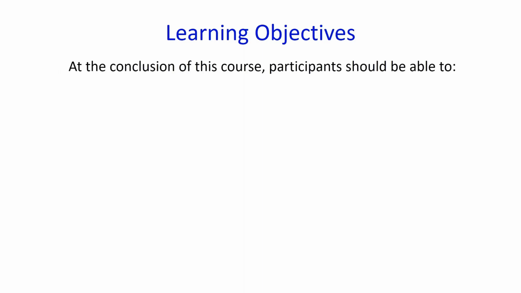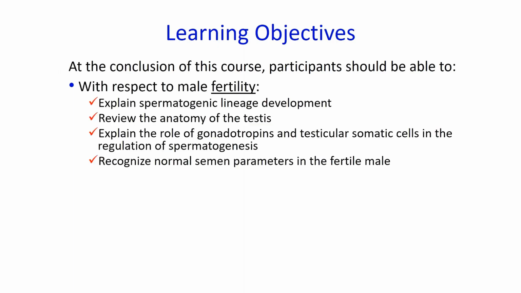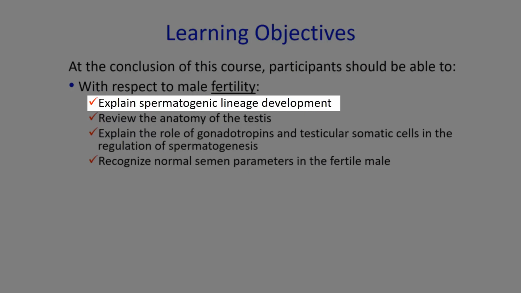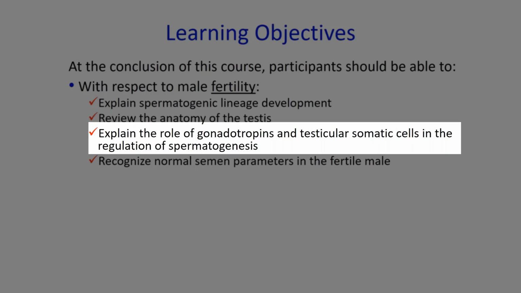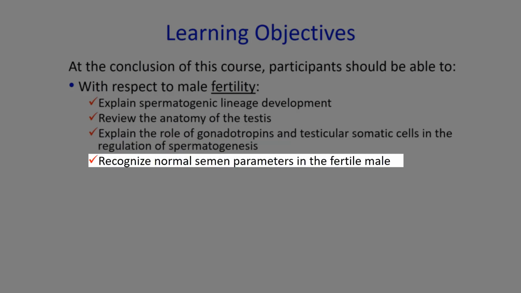And our learning objectives today are that the participants should be able to understand the basis of male infertility, which includes being able to explain spermatogenic lineage development. Participants should be able to review the anatomy of the testis and also explain the role of gonadotropins and testicular somatic cells in the regulation of spermatogenesis. And finally, participants should be able to recognize normal semen parameters in the fertile male.